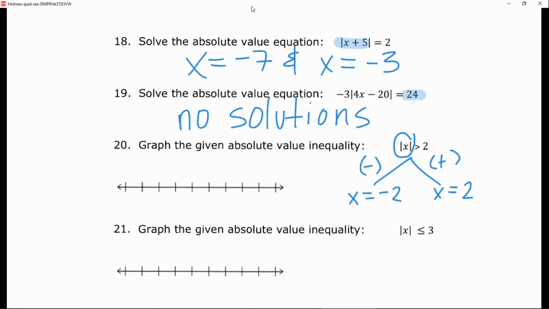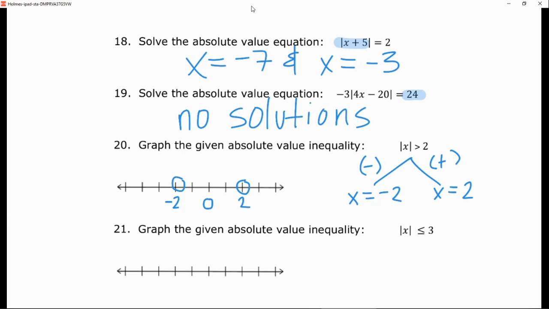What does that tell me? It tells me that at -2 and 2, I'm going to have two solutions. So I'm going to put 0 here in the middle. I have -1, -2. At -2, I have an open hole. And at +2, I also have an open hole.